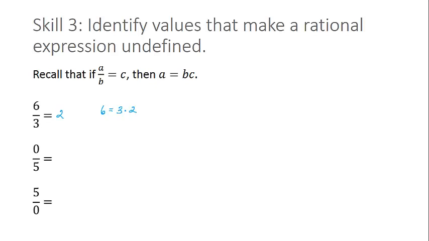0 divided by 5 is 0, because 0 is equal to 5 times 0. 5 divided by 0, though, is something we call undefined, and that is because 5 will not ever equal 0 times some number. And so division by 0 is undefined.